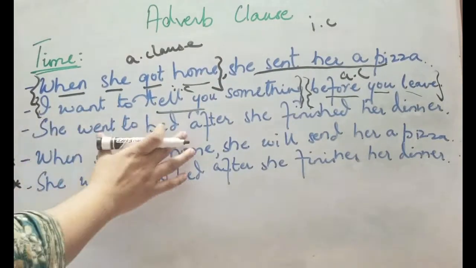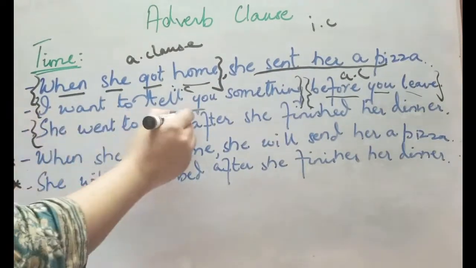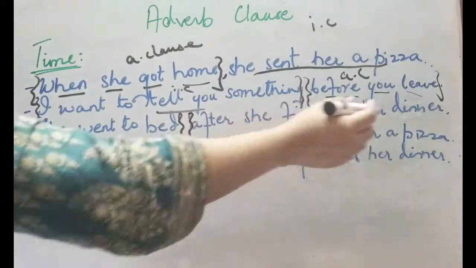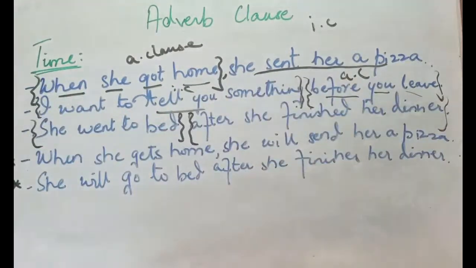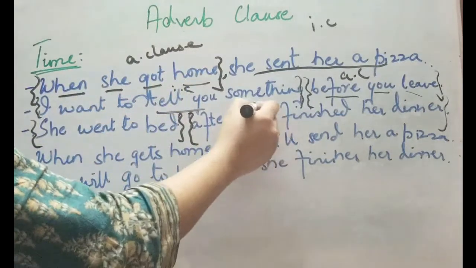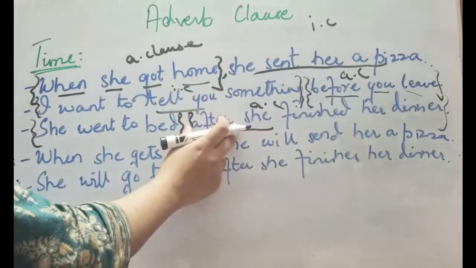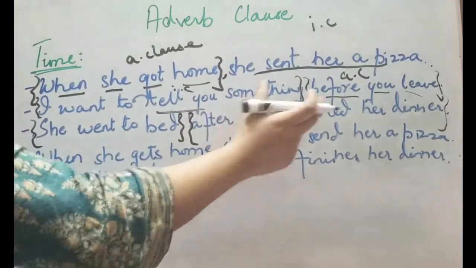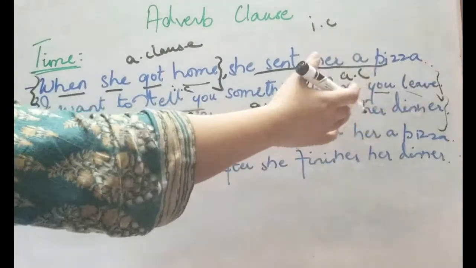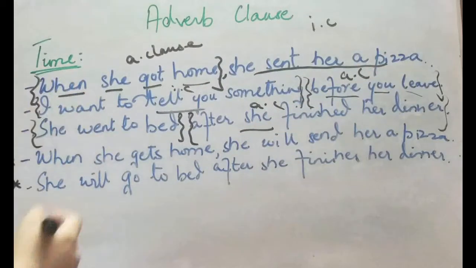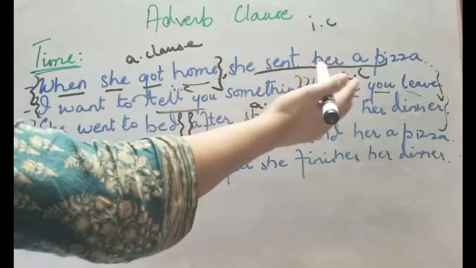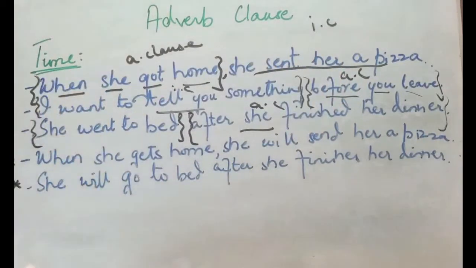Again, she went to bed after she finished her dinner. So your adverb clause lies over there. After is the subordinating conjunction, she is the subject, finished is the verb, her dinner. That is a direct object. So she went to bed. What did she do? After she had completed her dinner, then she went to bed. Okay, I hope this is clear to you.